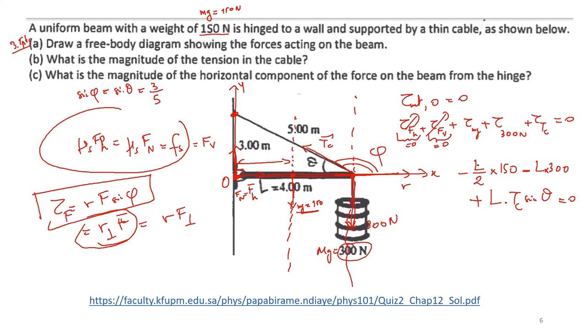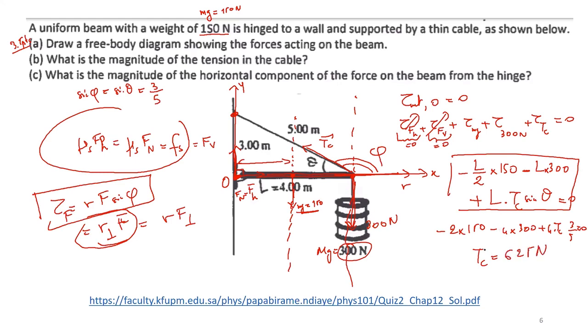So I know everything. Well, this is my equation. The only unknown is TC. I'll have minus 2 multiplied by 150, minus 4 multiplied by 300, plus 4 multiplied by the unknown TC multiplied by sine theta, which is 3 divided by 5, and this is equal to 0, and I get TC. If you do it, you get TC is equal to 625 Newton.